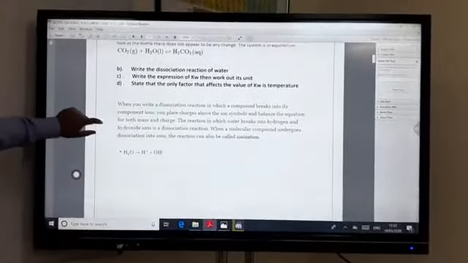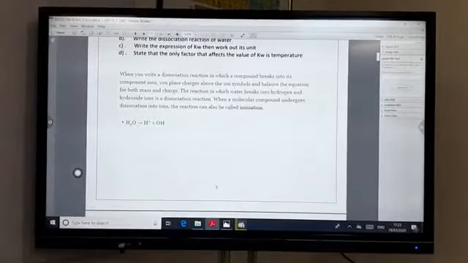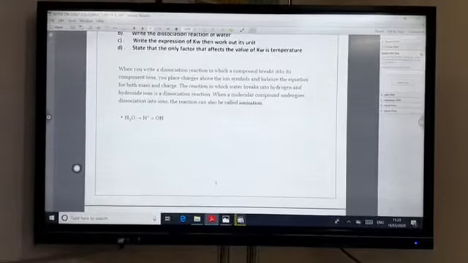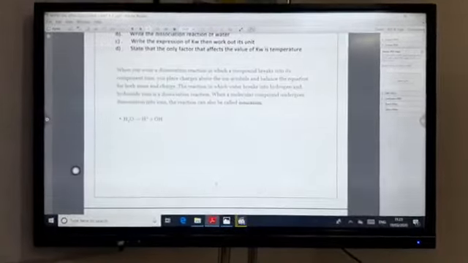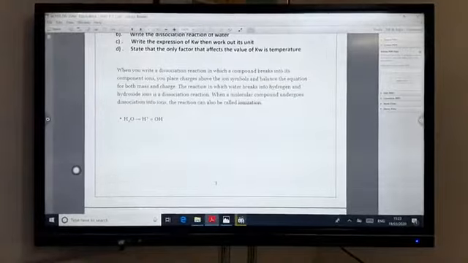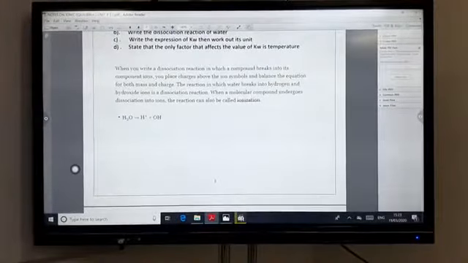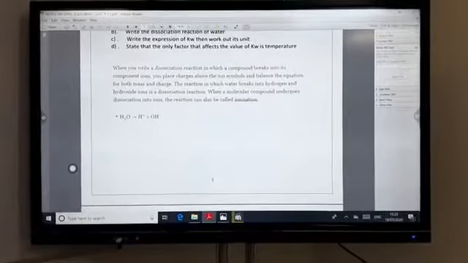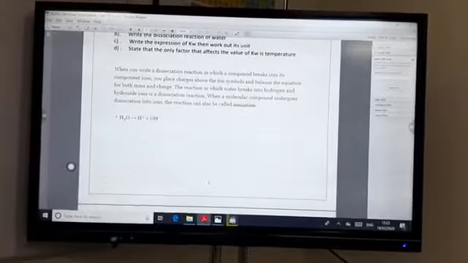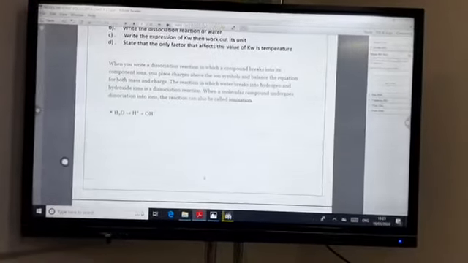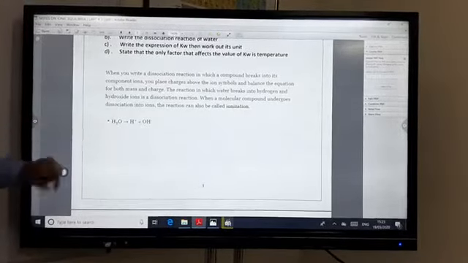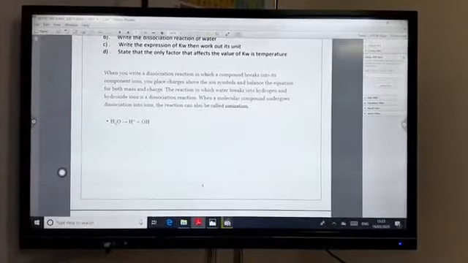So let's see here how we dissociate the water molecule. When you write a dissociation reaction in which the compound breaks into its component ions, you place a charge above the ion symbol in the balanced chemical equation. The reaction in which water breaks down into hydrogen and hydroxide ions is a dissociation reaction. Dissociation means breakdown. Any molecule or compound breaks down into its ionic state. Look here, the water molecule breaks down into hydrogen and hydroxide ions.